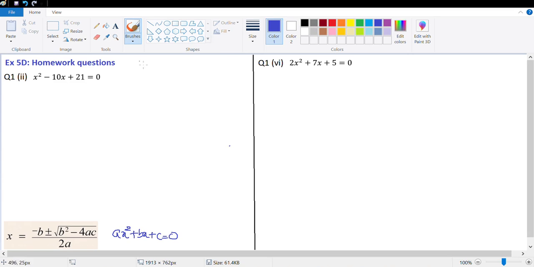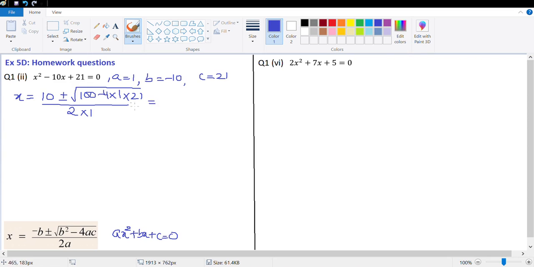So the first one, that's question number 1, part 2. They have asked us to solve it using the quadratic formula. So in this case, a is equal to 1, b is equal to negative 10, and c is equal to 21, which means x is equal to minus b, which is minus of negative 10, that's 10, plus minus the square root of b squared, which is 100, minus 4 into 1 into 21, upon 2 into a, which is 1. So this is 10 plus minus the square root of 100 minus 4 into 21, that's 84, upon 2.